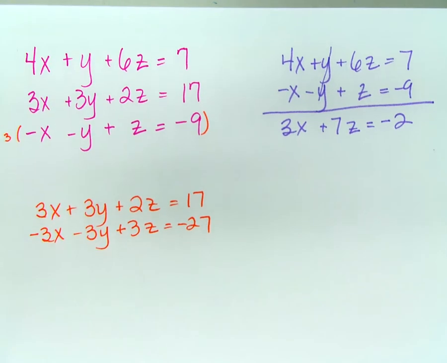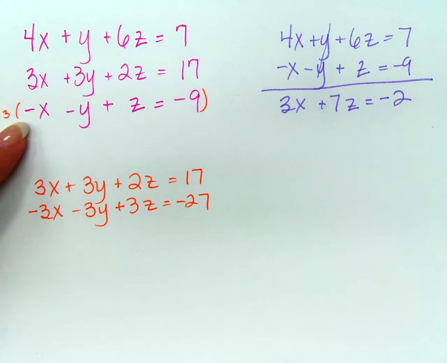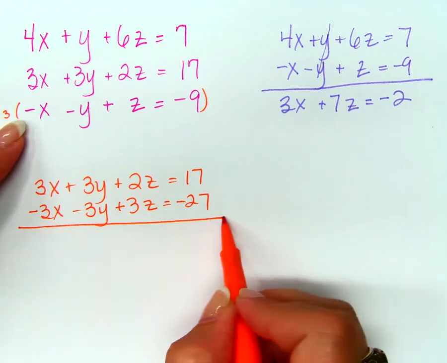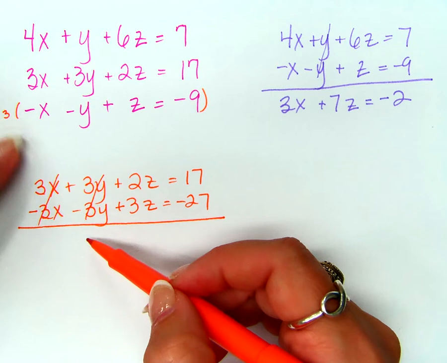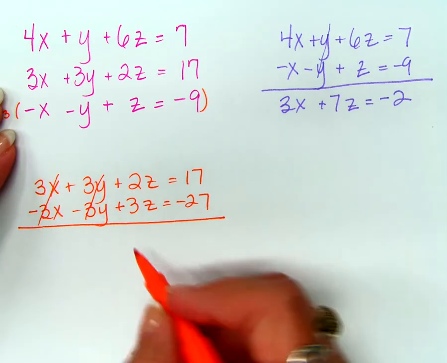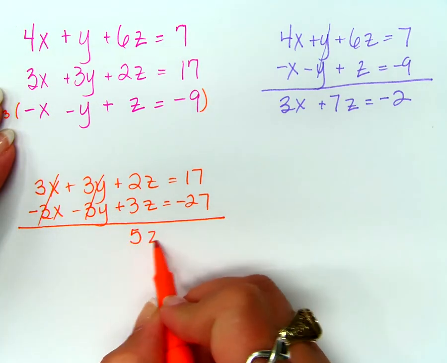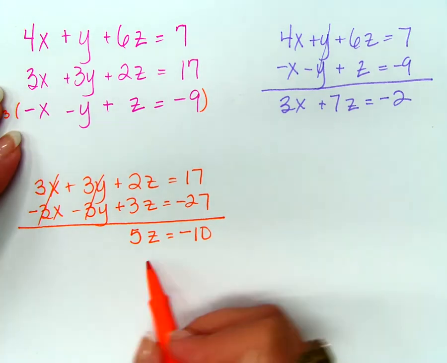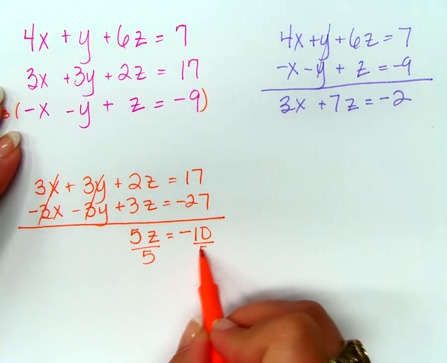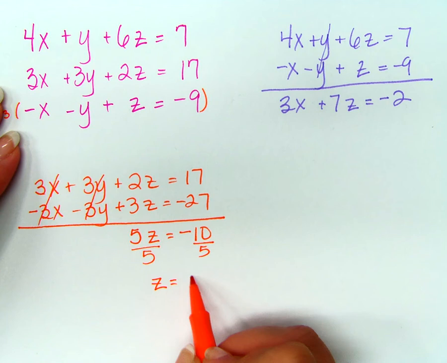Oh, that's nice, isn't it? Why is it so nice? X's and y's, right? We were only trying to cancel out y's, but we got rid of x's and y's. So when I end up with 5z equals negative 10, right? Divide both sides, good, by negative 5. Z equals? Negative, what?